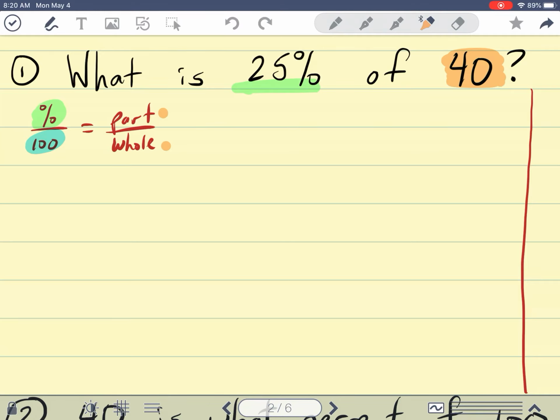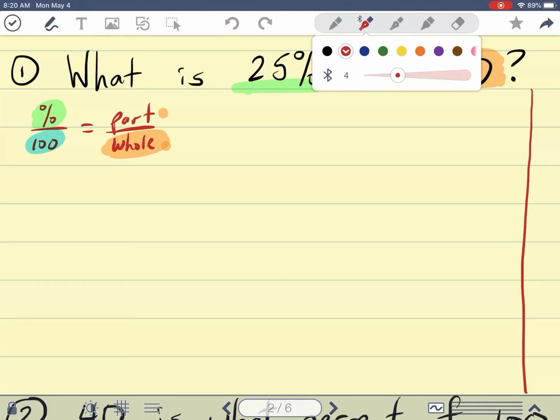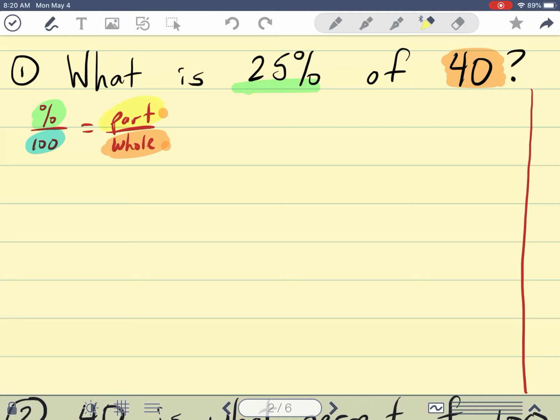So yes, 40 is the whole value. In this question, it says 25% of 40. If you have 40 somethings, like I have 40 students, and I'm asking for 25% of that 40 students, how many students would that be? That means what we don't know is the part of that whole. So we don't know that. If we don't know something in math, what do we do there?